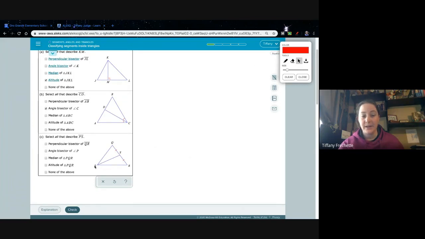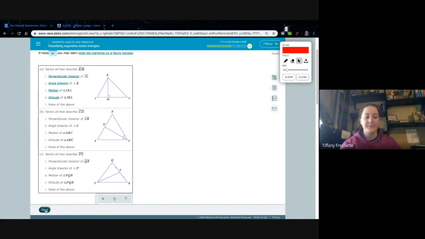Let's see. So this one we have it going from the vertex to the midpoint. I know it's the midpoint because of the tick marks. So I have half and I have another half. It's not telling me specifically they're half, but if they're the same thing on both sides, then it means it was cut into two equal pieces, or it was cut in half. So it's just one of those relating the words there. All right, so I have the median because it goes from the vertex to the midpoint. Check. Yay. All right, one more.